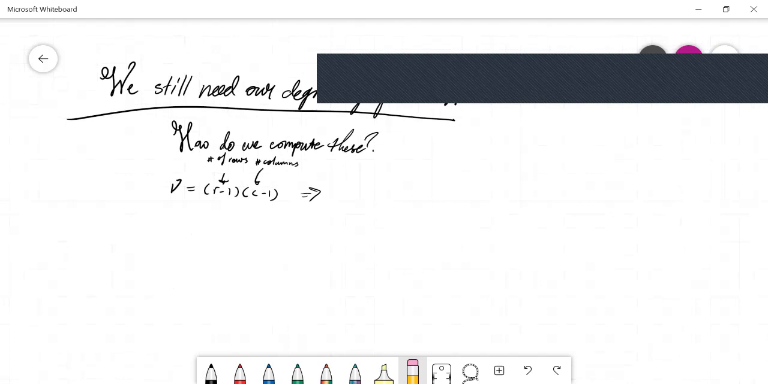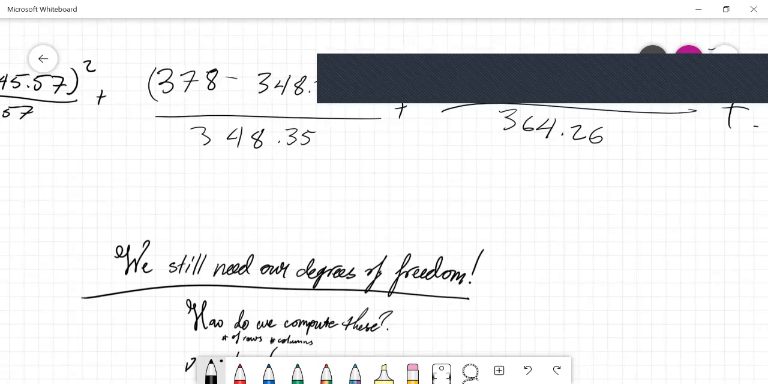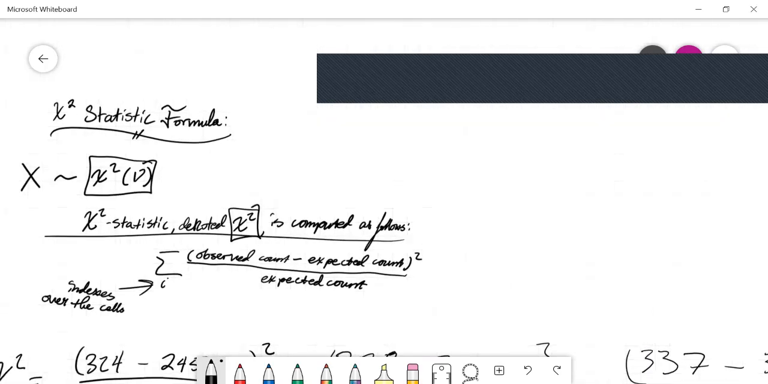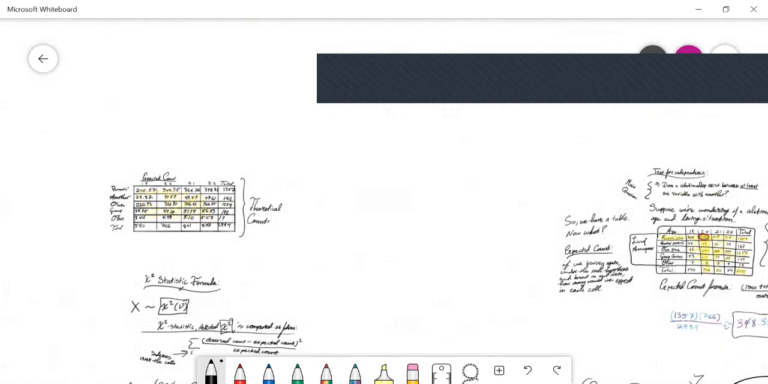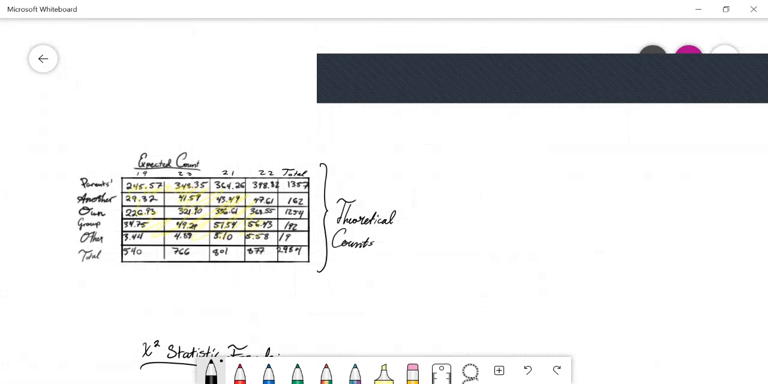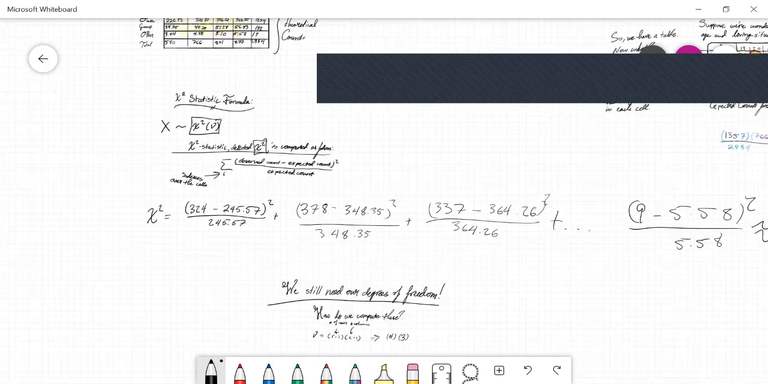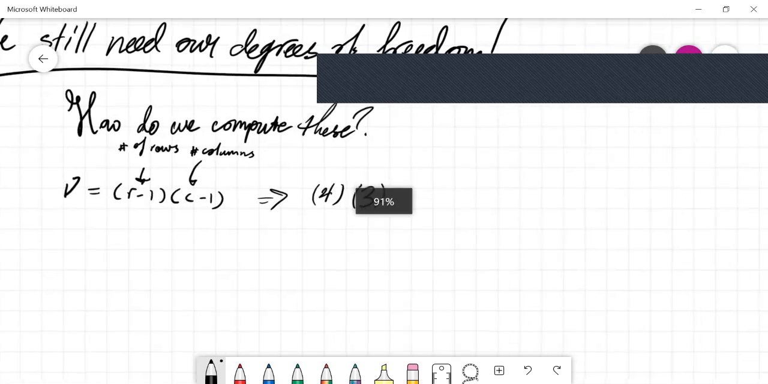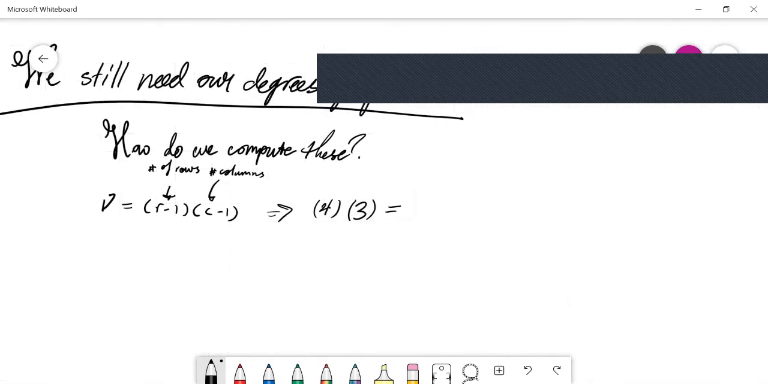Going back to this r minus 1 times c minus 1: we had 4 columns, 19 through 22, so we're going to have a 3 there. But then we had 5 options, so counting 1, 2, 3, 4, 5, we get 4. So our degrees of freedom is equal to 12, which is equal to nu.